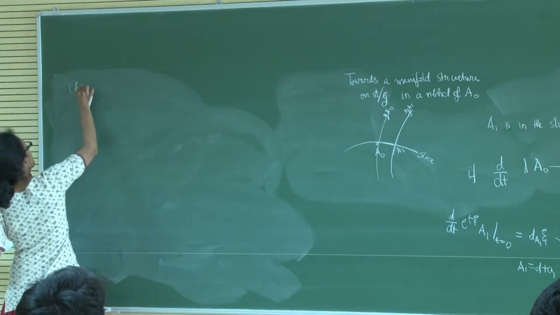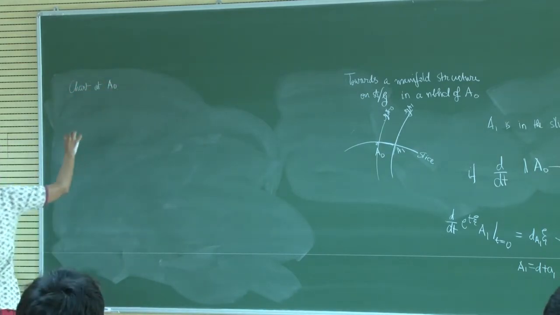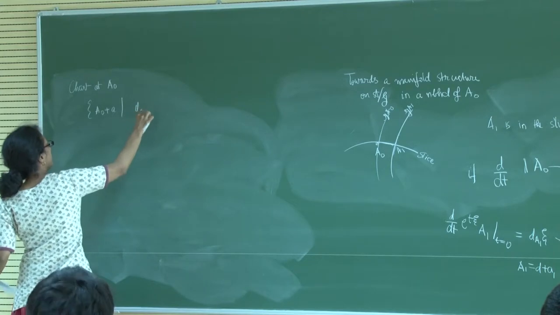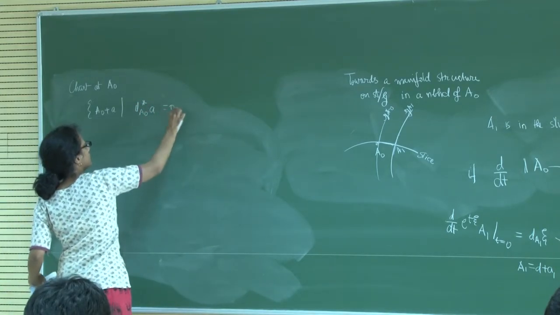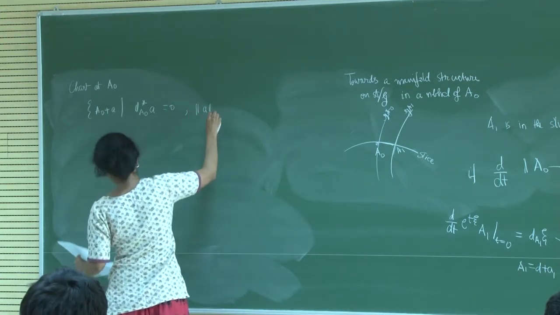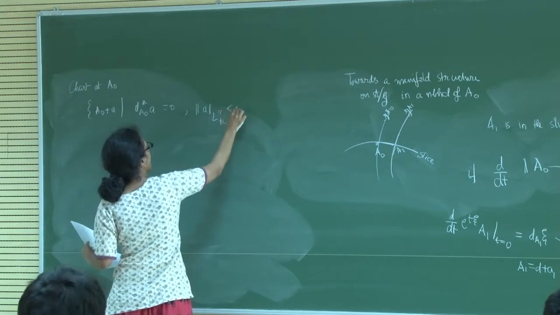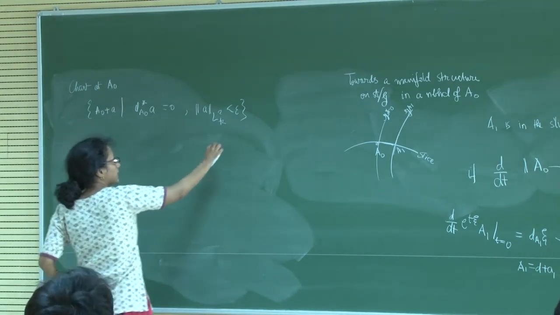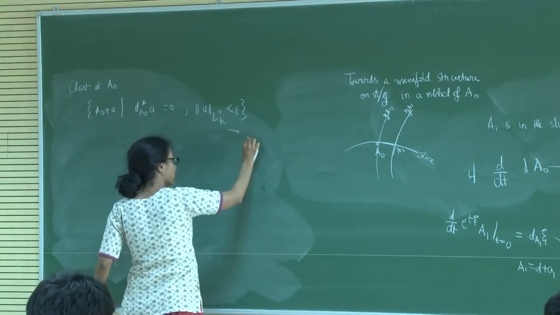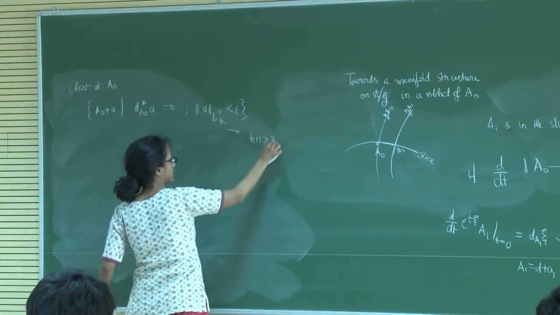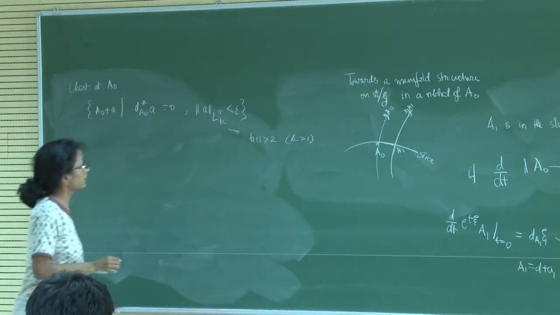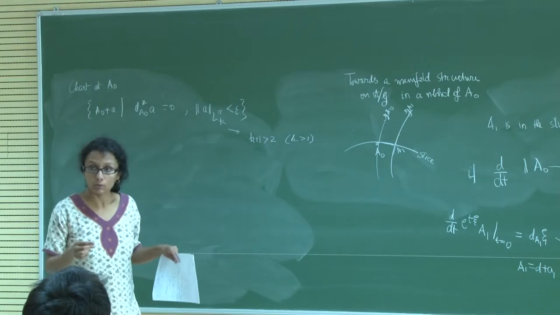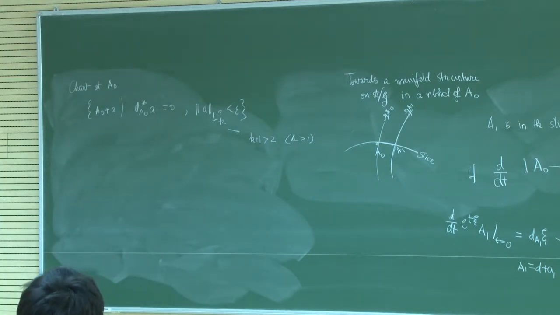So the chart at A0 will be of this form. It will be A0 plus A, where A0 star A is 0, and we consider A small. I need to take this k so that k plus 1 is greater than 2, that is k is greater than 1, because in that case the space of L2k, k plus 1 into 2 is bigger than 4. Exactly, yeah.